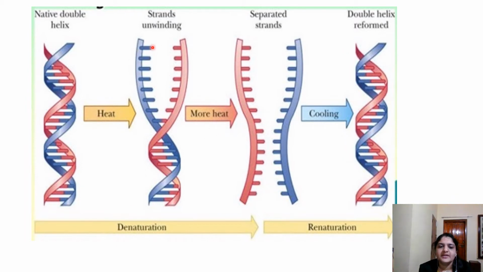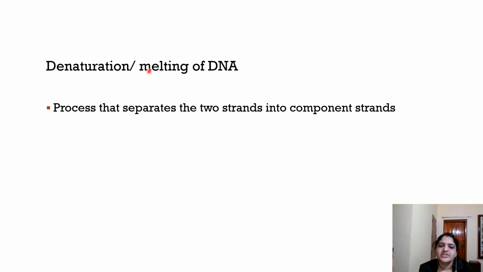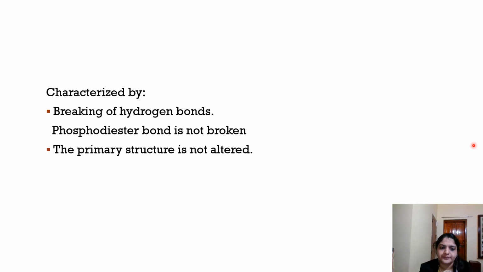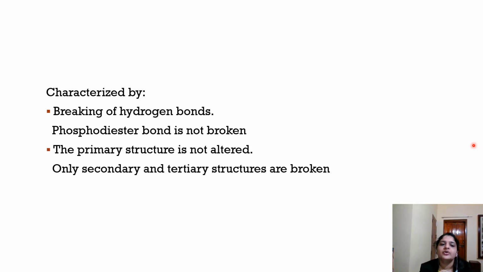Denaturation means the hydrogen bonds are broken. We can denature DNA with the help of heat or chemicals. Denaturation, also called melting of DNA, is a process that separates the two strands into component strands, and is characterized by breaking of hydrogen bonds. But the phosphodiester bond is not broken and the primary structure is not altered, only the secondary and tertiary structures are broken. And viscosity decreases. So that's the false statement given in the question. In DNA denaturation, viscosity decreases.